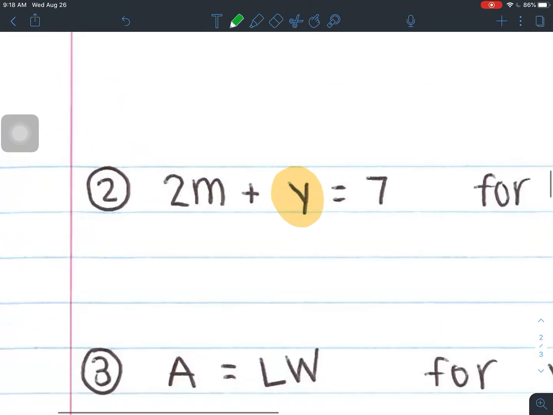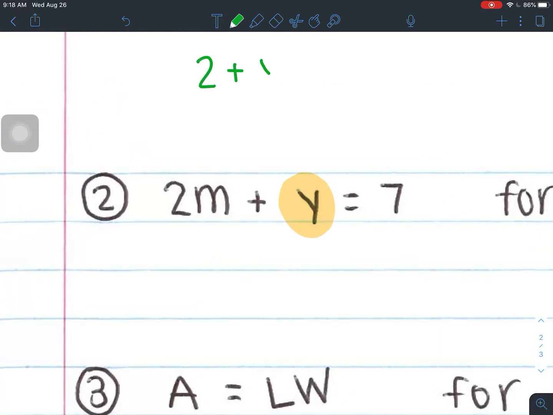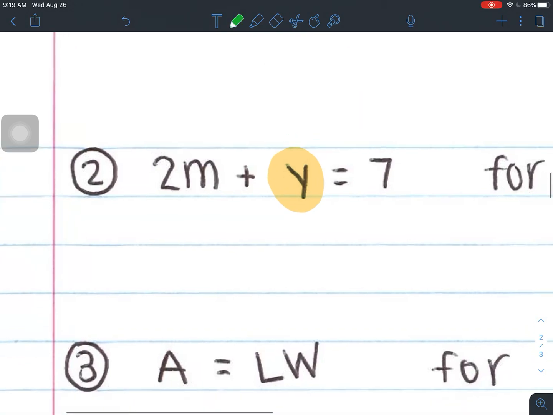And you're like, I'm confused. So let's give you another example. Let's pretend the m's not there. How would you get y by itself here? Well, you would subtract the 2 over, right? And then you get y equals 5. You get rid of that 2. You would do the same thing here. It's just that that 2 has an m attached to it.